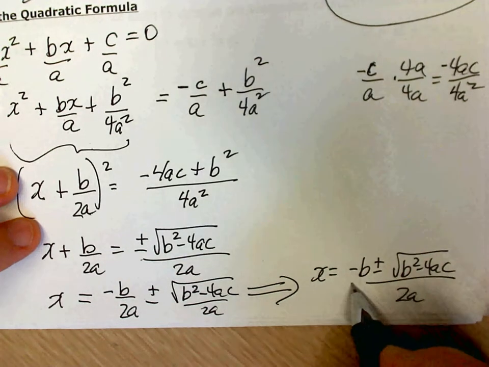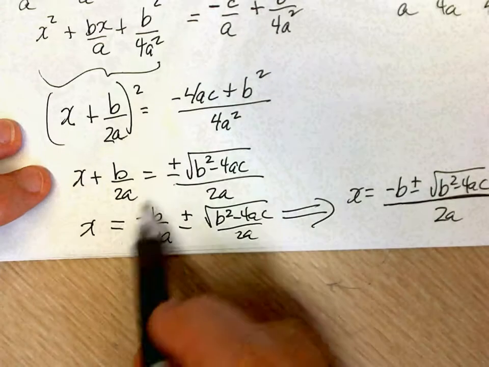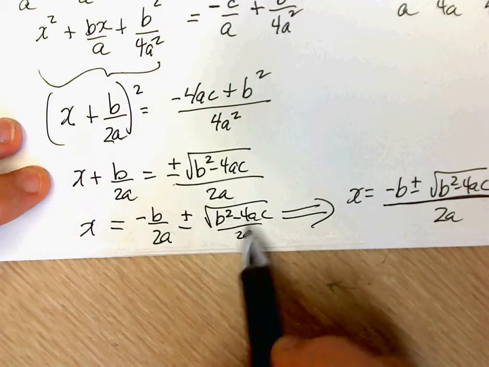See how negative b is over 2a? This is over 2a, so bringing it together, it's all over 2a.